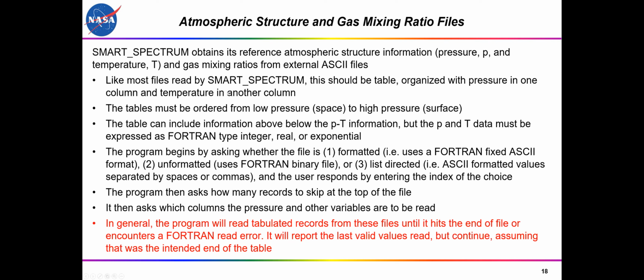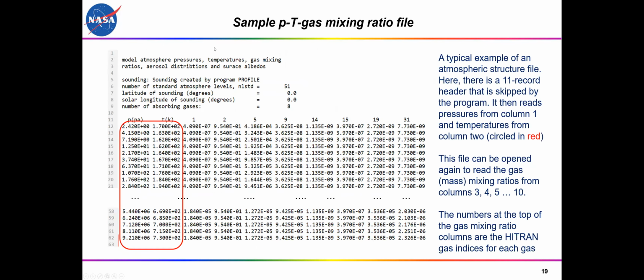I'm using Fortran formatted read statements to read these things in usually, so it basically assumes you have a table of numbers. The table of numbers might look like this. This is an example of a gas mixing ratio and temperature file. There are pressures in column 1, temperatures in column 2, and gas mixing ratios in the following columns.